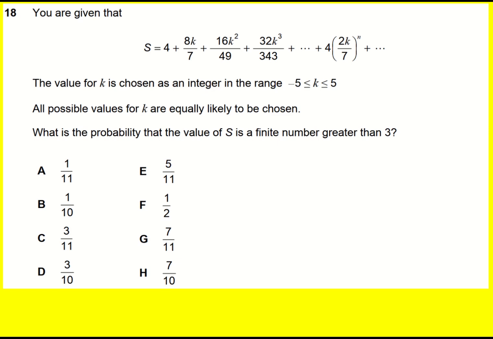We're given this series. Let's just take a little look at it. Every term we're timesing by k. So this looks like it's going to be a geometric series. And to go from 4 to 8 over 7, we're timesing by 2 over 7. Then we're timesing the top by 2 and the bottom by 7. So actually it's going to be 2/7 k every time.